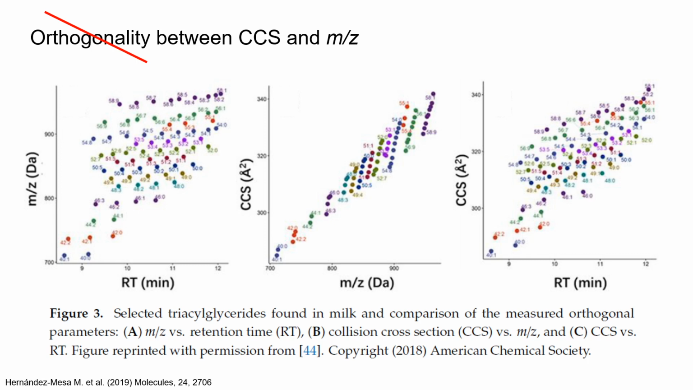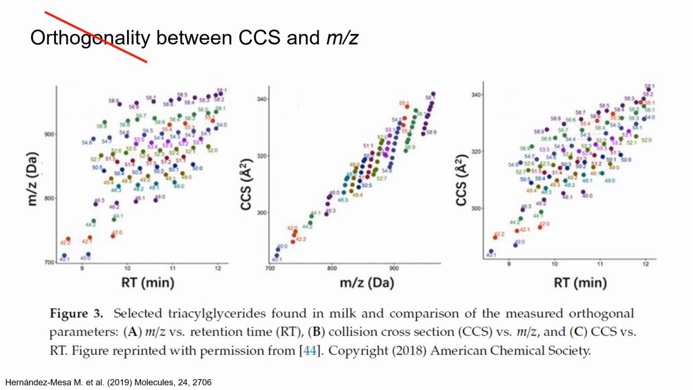And the lack of orthogonality between the mass to charge and the CCS is not a surprise. Here we have a very nice picture showing the comparison of the mass to charge, the retention time, and the CCS taken 2 by 2 for selected triacylglycerides in milk. It is clear that there is a better correlation between CCS and mass to charge rather than the retention time, although it would be mistaken to think of retention time and mass to charge as perfectly orthogonal parameters either.